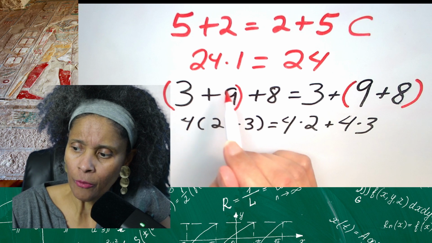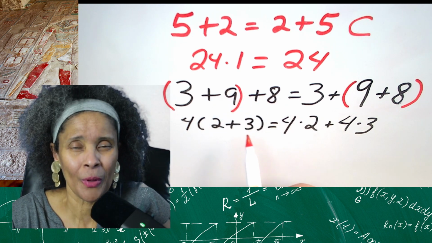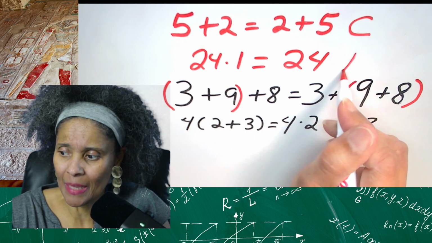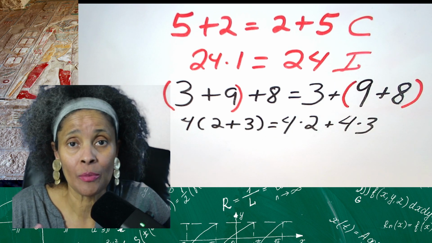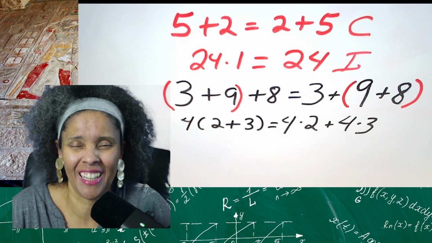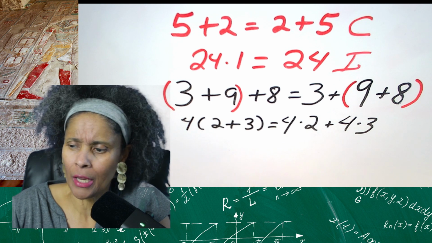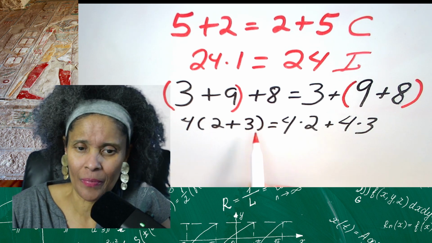So what about 24 times 1 is equal to 24? Well, that's the identity property. The identity property says when you multiply a number times 1, it's going to be the number itself, like self-identity.